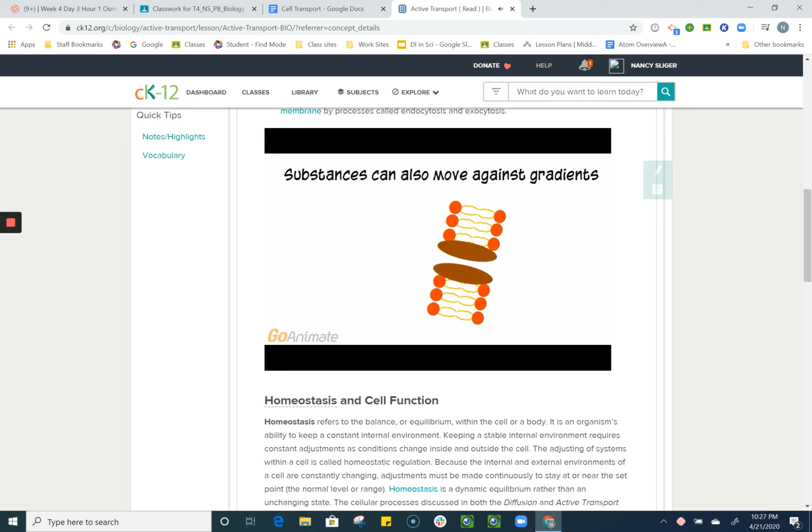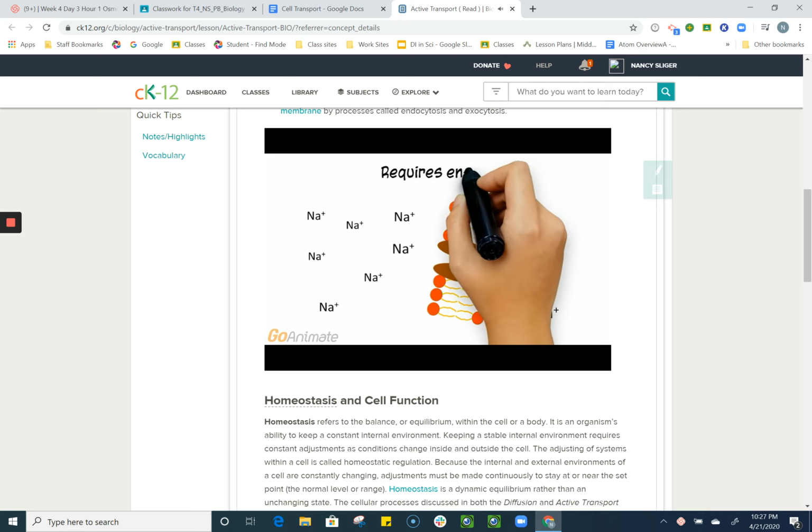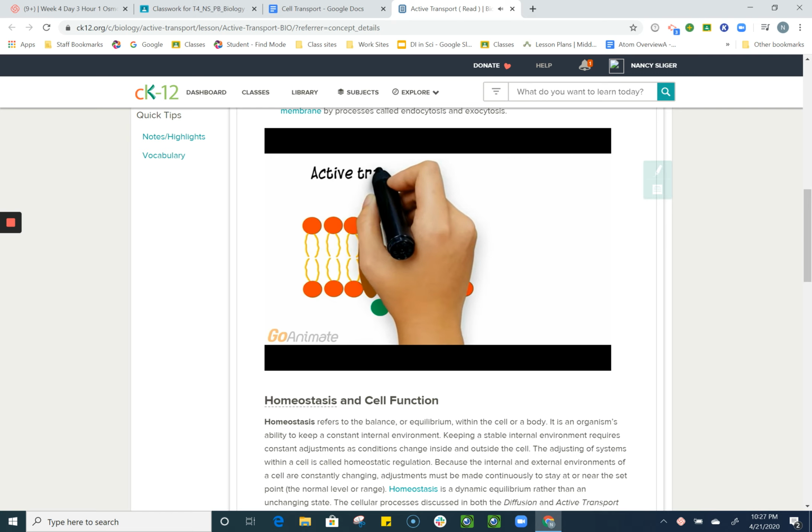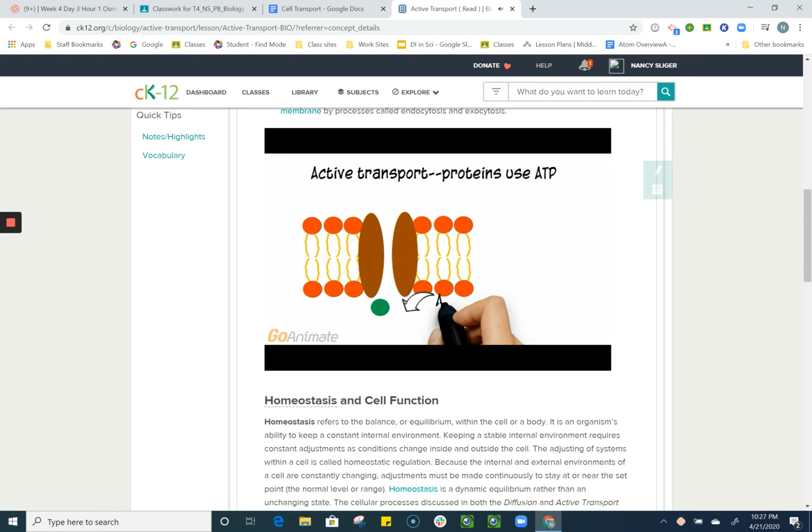Substances can also move against gradients. Here we have more sodium outside of the cell than in. If sodium moved by facilitated diffusion, it would move into the cell. However, energy can be used to move sodium against its gradient, or outside of the cell. Substances can move against their gradients using active transport proteins. These proteins use ATP for energy.